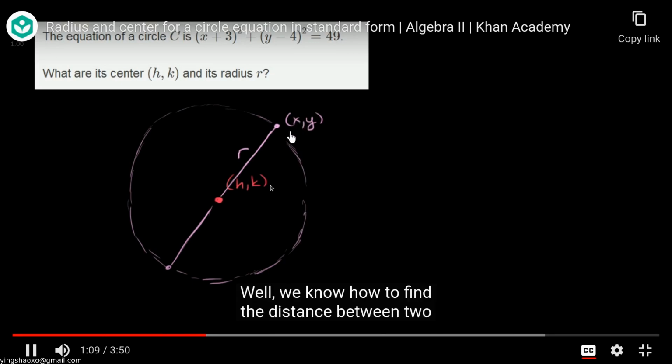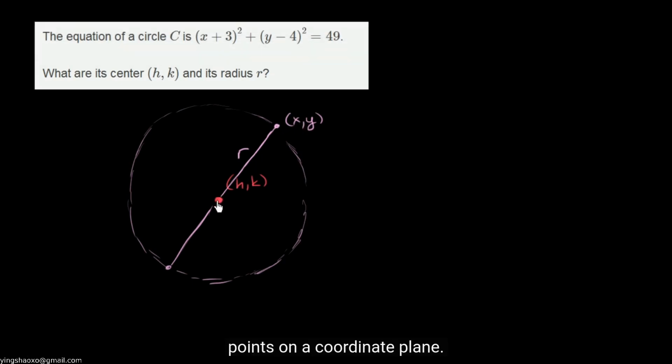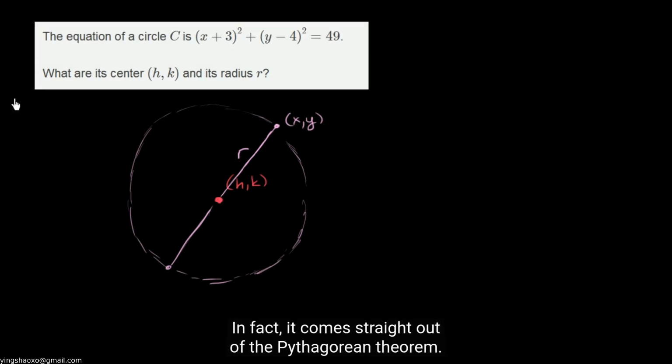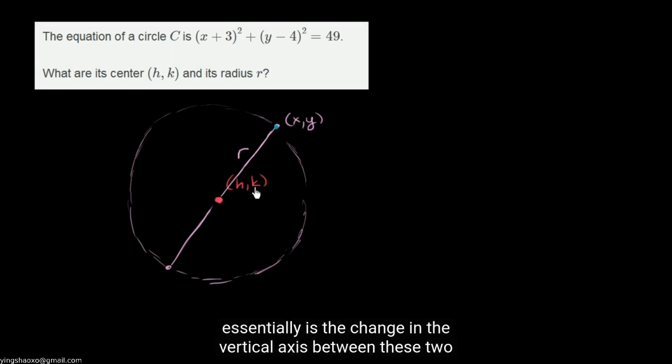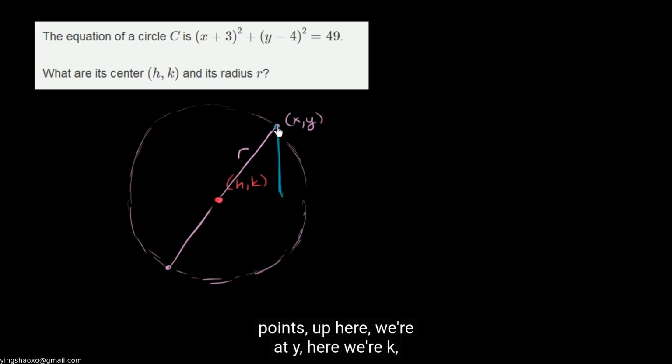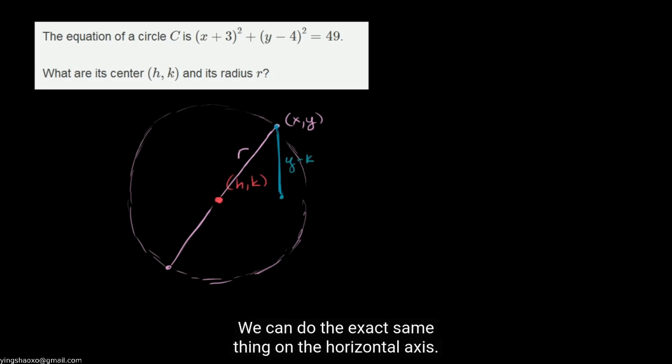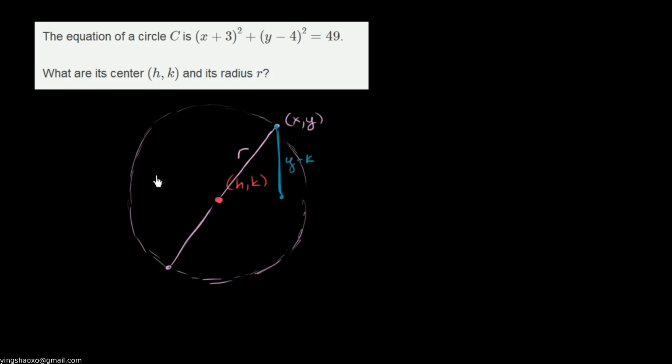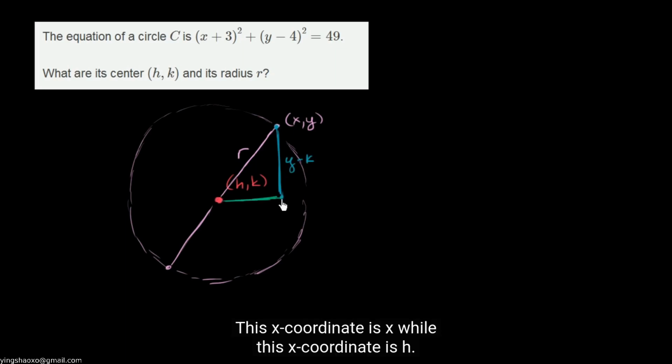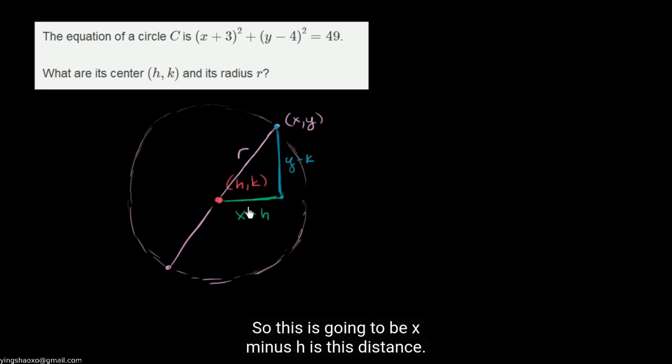Well, we know how to find the distance between two points on a coordinate plane, and it comes straight out of the Pythagorean theorem. If we draw a vertical line right over here, that is the change in the vertical axis between these two points. Up here we're at y, here we're at k, so this distance is y minus k. We can do the exact same thing on the horizontal axis. This x-coordinate is x, while this x-coordinate is h, so this distance is x minus h. And this is a right triangle because, by definition, we're measuring vertical distance here.